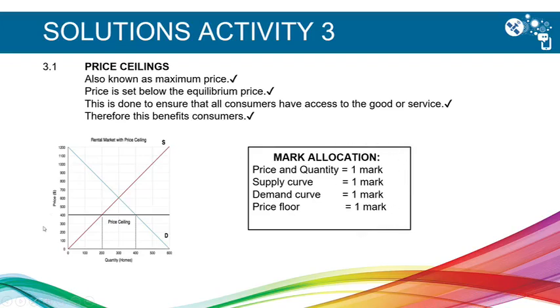So you'll be given 1 mark for saying price and quantity. For writing price and quantity here, that's 1 mark, right? And then for indicating your supply curve, indicating the demand curve, and for indicating where the price ceiling is, that is another mark. That should say price ceiling, not price floor.